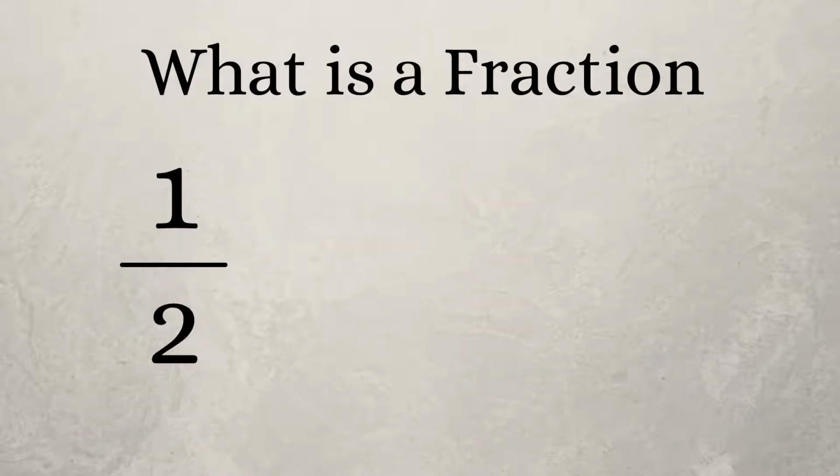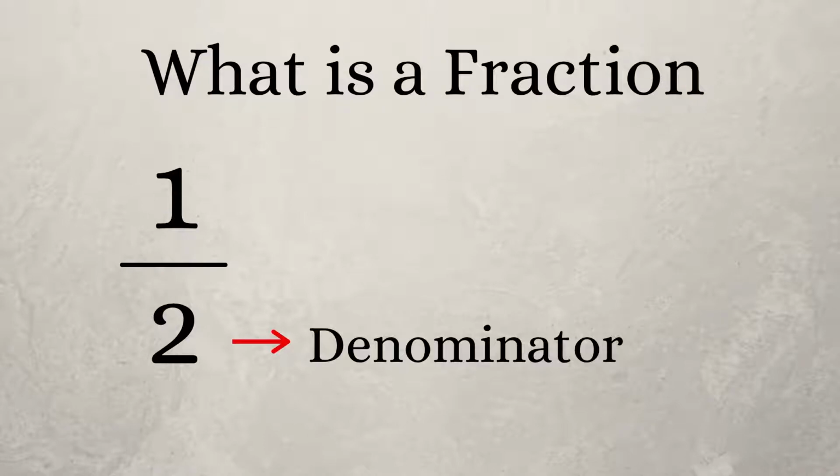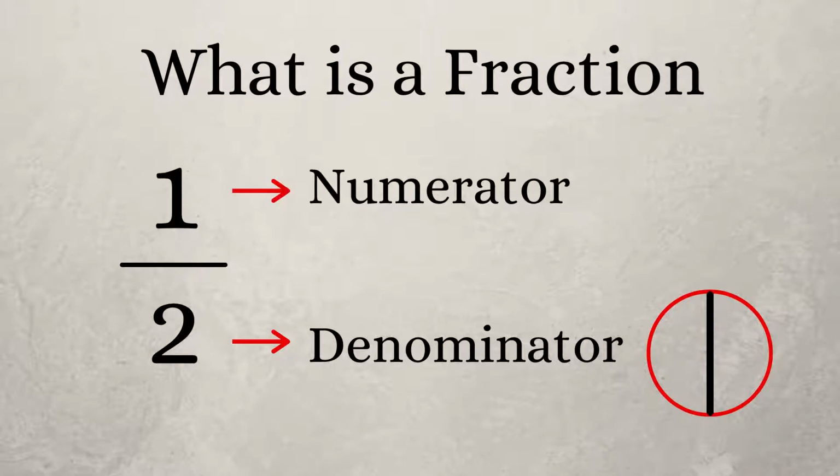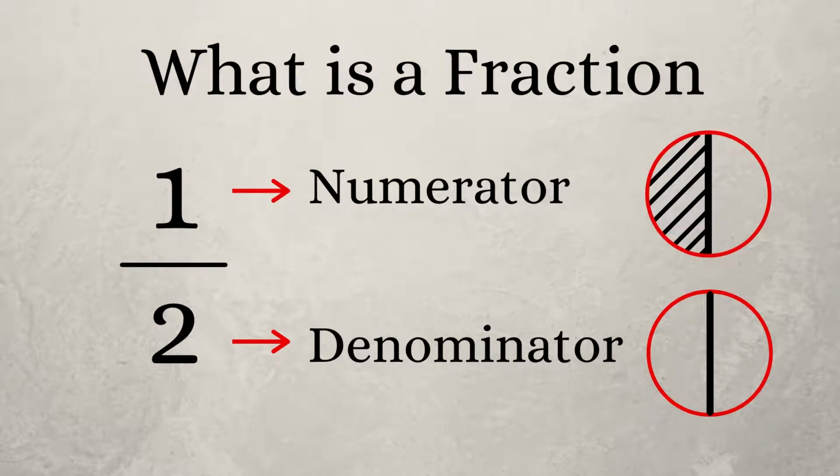There are different terms used in a fraction. The denominator is the bottom part and it represents the total number of parts in the whole. So here the denominator is 2. And out of the total number of equal parts, how many are taken into consideration? That gives us the numerator. In this case, the numerator is 1.